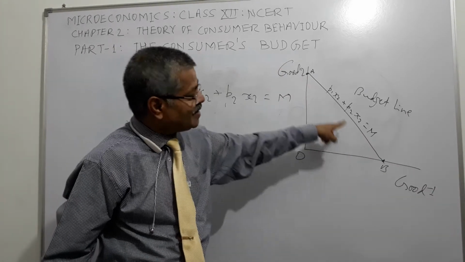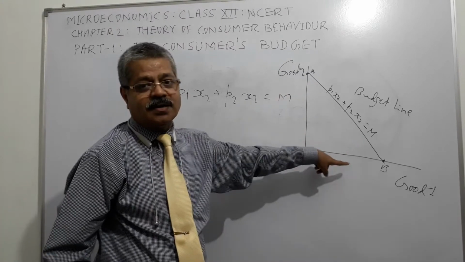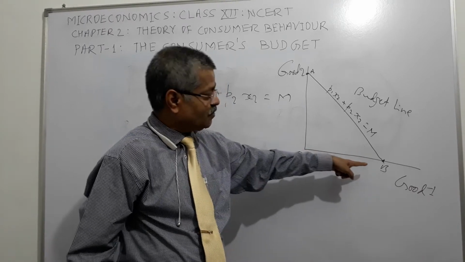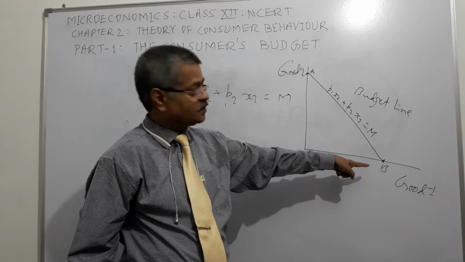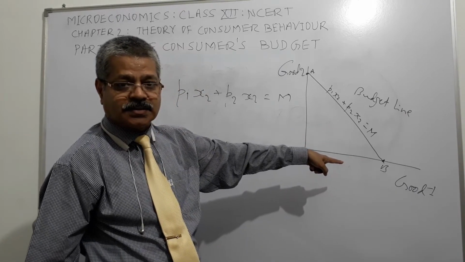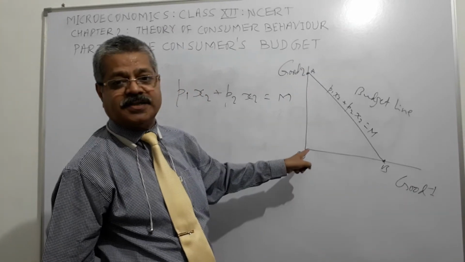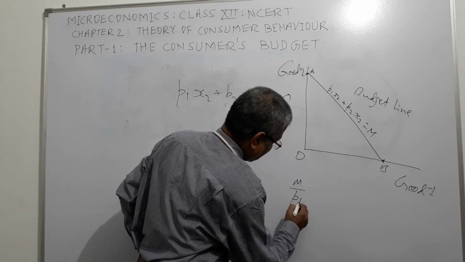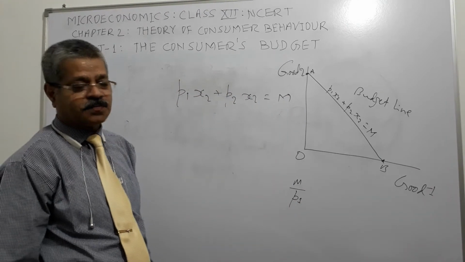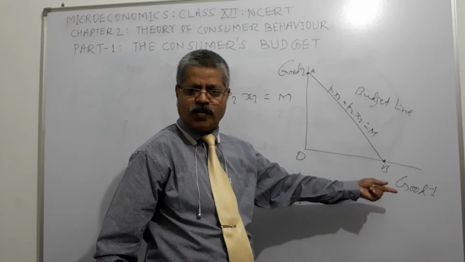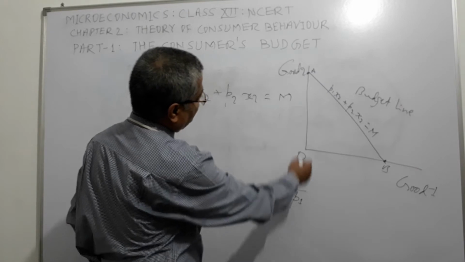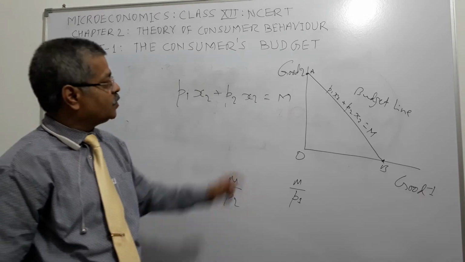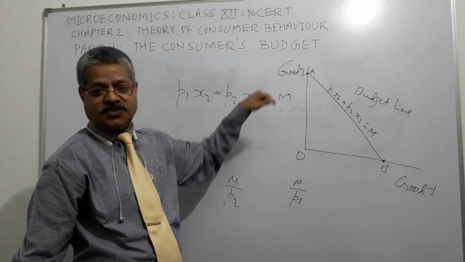The budget line is a straight line with a horizontal intercept. This is the horizontal intercept, and this is the vertical intercept. The horizontal intercept is M upon P1. Why P1? Because this is good 1, the price of good 1. And this vertical intercept is M upon P2. Why P2? Because this is good 2, the price of good 2. Okay?